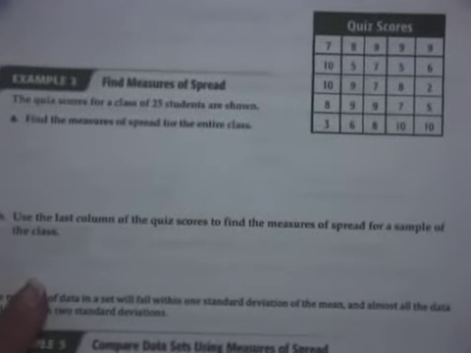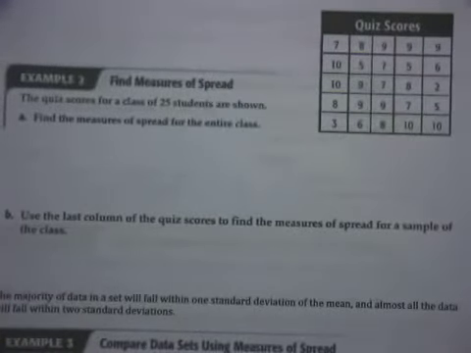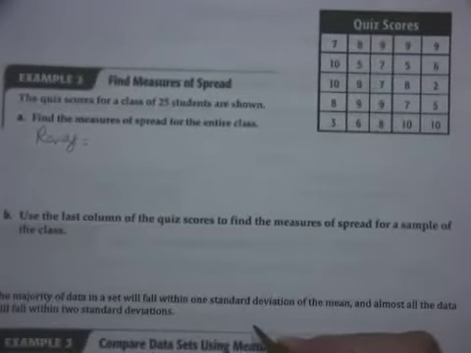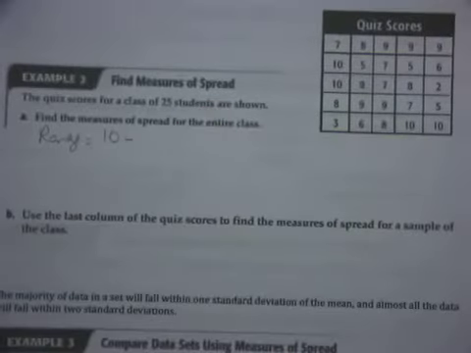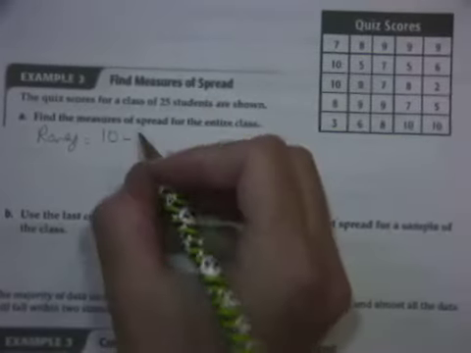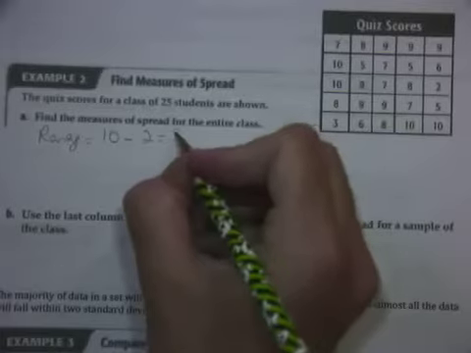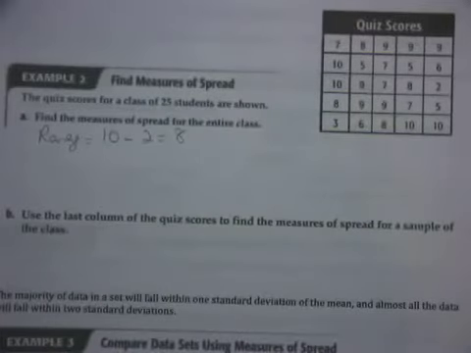But in example 2, that's what I'm going to use, the function in my calculator to do the heavy lifting for me. So the range is maximum minus minimum. My top value is 10. My smallest value is 2. So the range is 8.